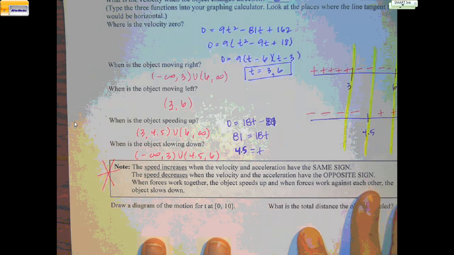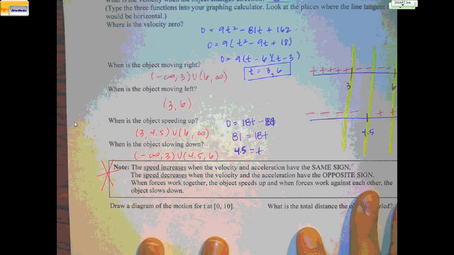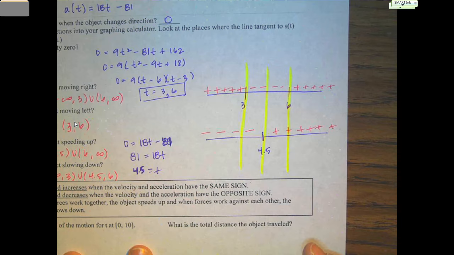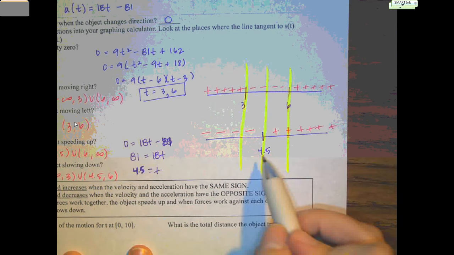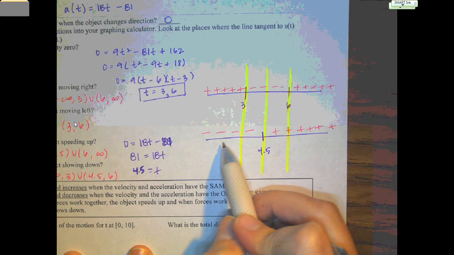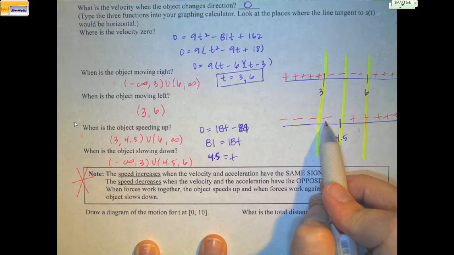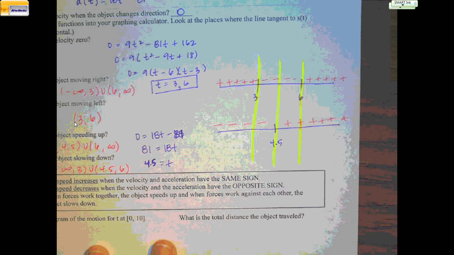Questions on how to, yes ma'am? So you did the second one. Is it always going to be negative 1.5? I plugged in a 0, because that's on the left-hand side. 18 times 0 is 0, minus 81 is a negative. So you just test it. Okay? Other questions?